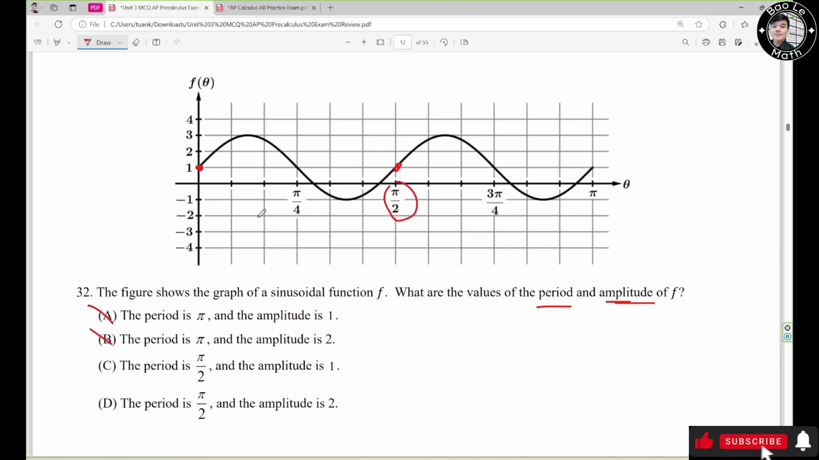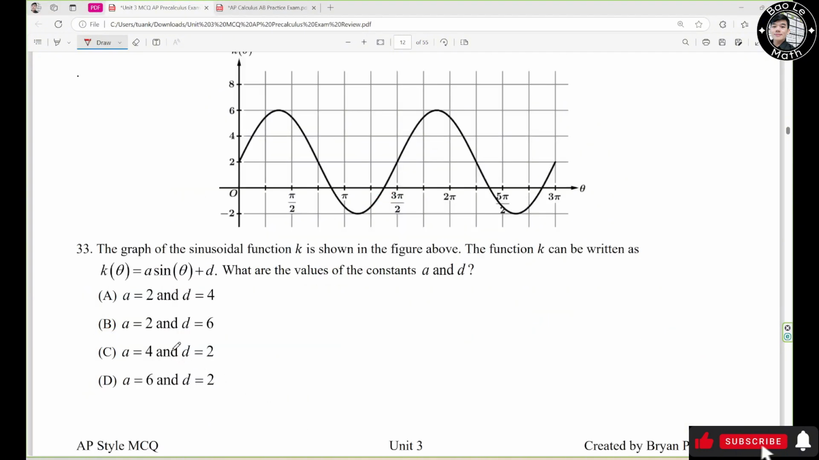Now the amplitude is maximum subtract minimum divided by 2, right? Maximum right here is 3, minimum is negative 1, right? So 3 minus negative 1 divided by 2 is going to be 2, right? So the answer must be D.